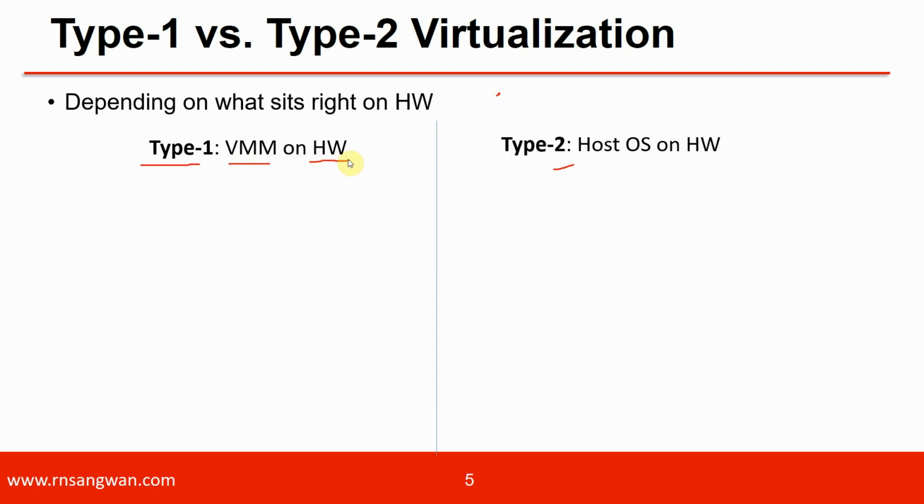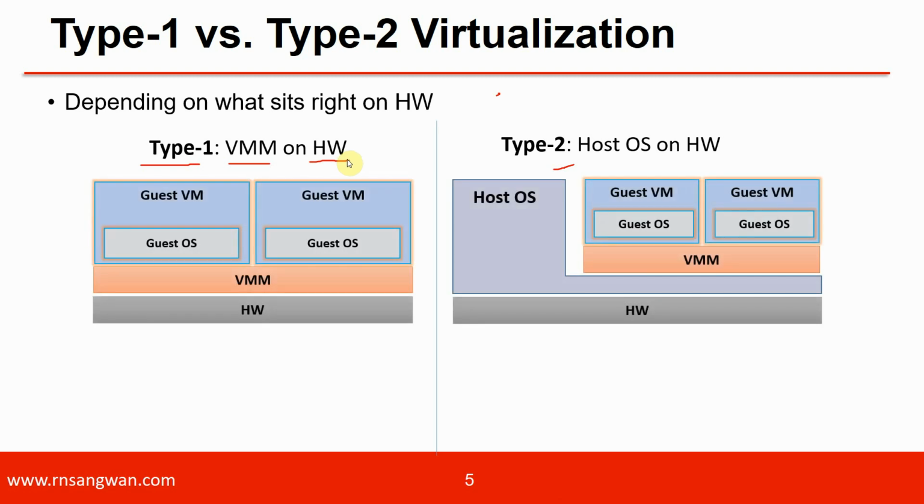When we say type 2, it is the host operating system which sits on the hardware. That means we talk about the operating system, and then we install virtualization software on top of the operating system. So in this example, we have hardware, hypervisor, and we install guest operating system on top of the hypervisor, and we create guest virtual machine.